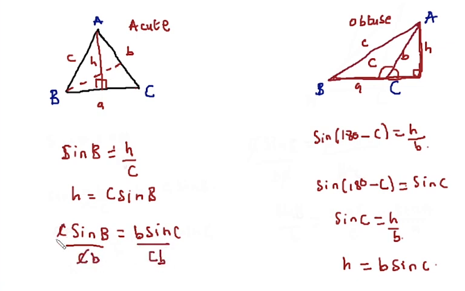So c cancels out c, b cancels out b, so that we have sine B over b is equal to sine C over c. It depends on where we cut this. So by extension, this is also equal to sine A over a. So that's how you prove the sine rule for acute triangles and obtuse triangles.